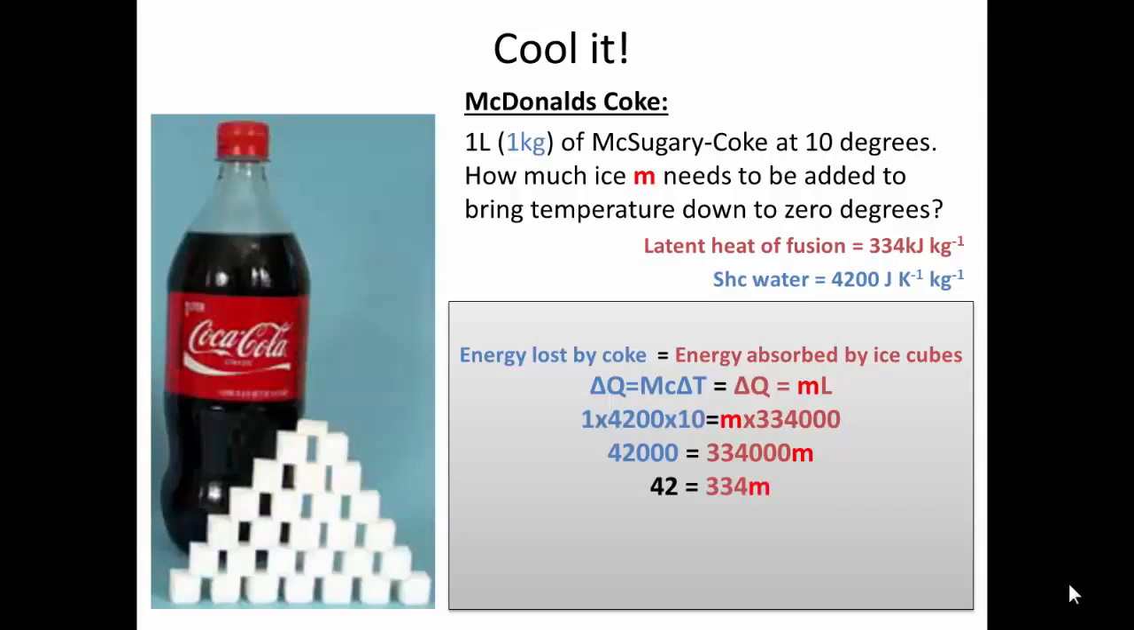So what I did was I divided by 1000 first, and we're left with 42 is equal to 334 m. So divide both sides by 334, so m is equal to 42 over 334, which is 0.126. In other words, it needs 126 grams of ice to bring the temperature of Coke from 10 degrees down to freezing.